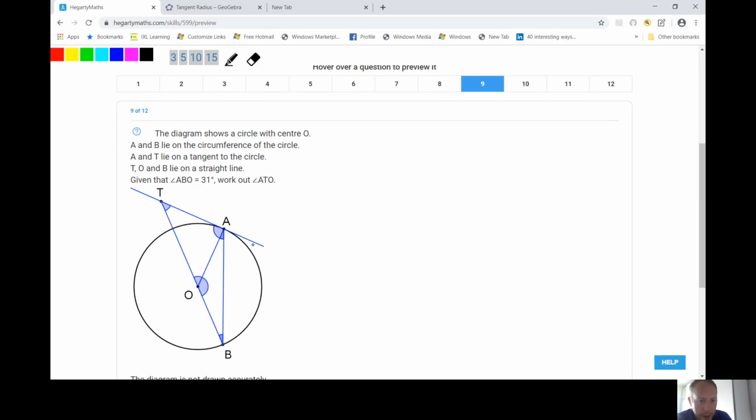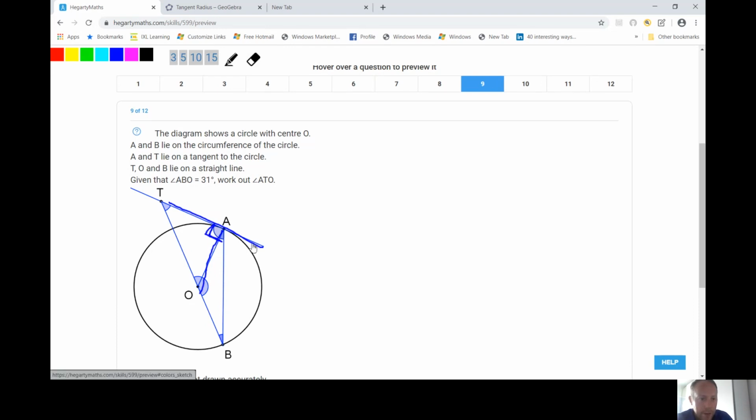Right, so same thing again. We've got A and B on the circumference. We've got A and T that are tangent, so that's a tangent. And then this line is, let's draw on. This line is the radius, and this line is the tangent. So that means that angle in there is 90 degrees.